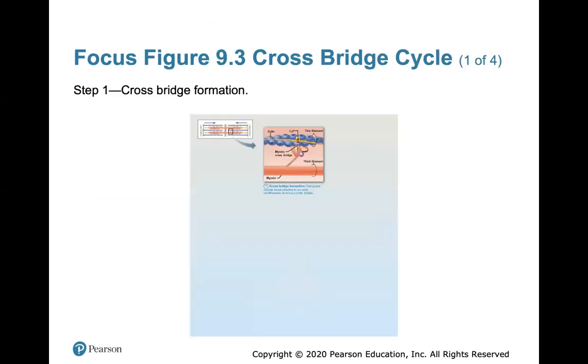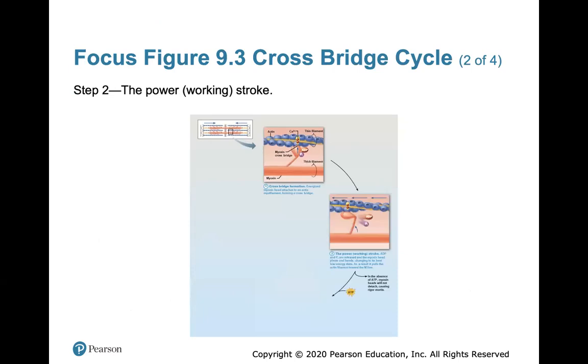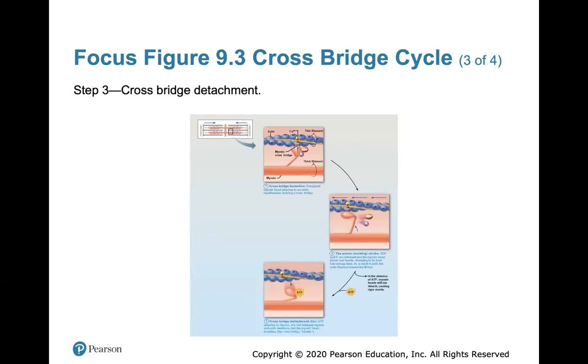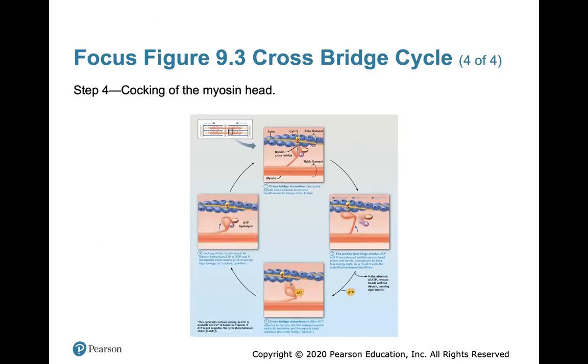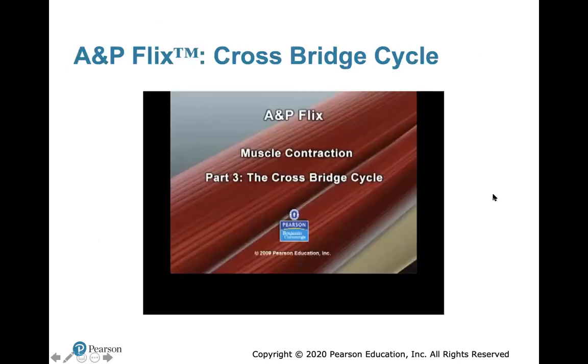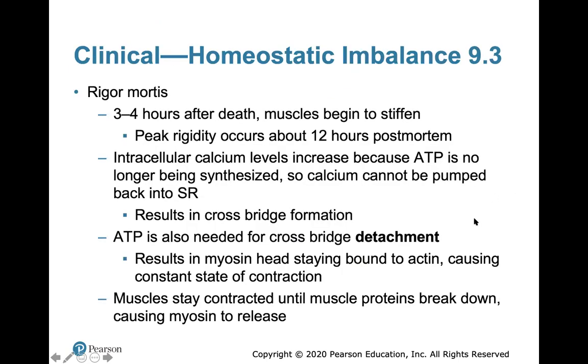So here's the cross bridge cycle: how the cross bridge forms, the power or working stroke. The cross bridge detaches, which always requires ATP, and then the cocking of the myosin head to get it back into position. Another great animation on that.